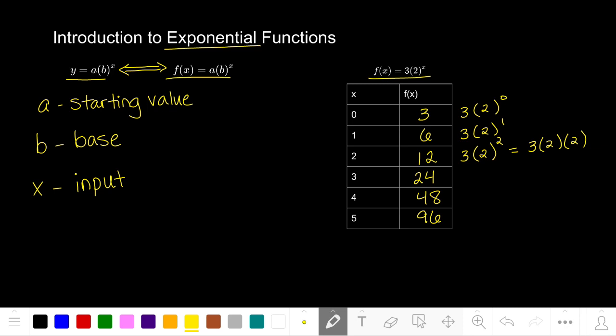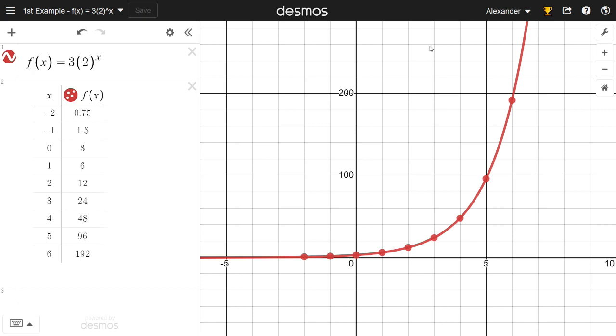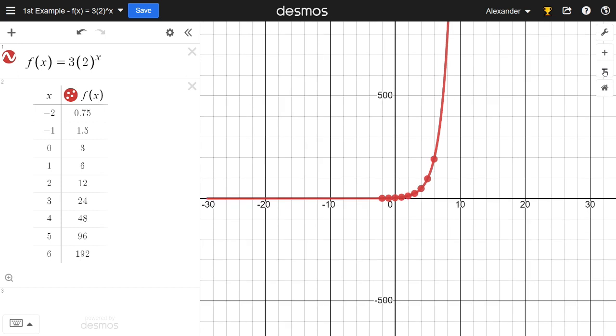So let's look at a graph of f of x equals 3 times 2 to the power of x. And here we have a graph. This is in Desmos graphing calculator. And if we can see over here, this is the same function, f of x equals 3 times 2 to the power of x, and we've included a table here. If we go up one more input, we are already at 192 as our output. And we see that if we zoom out, this graph just gets steeper and steeper. And that is one of the main characteristics, again, of exponential functions.